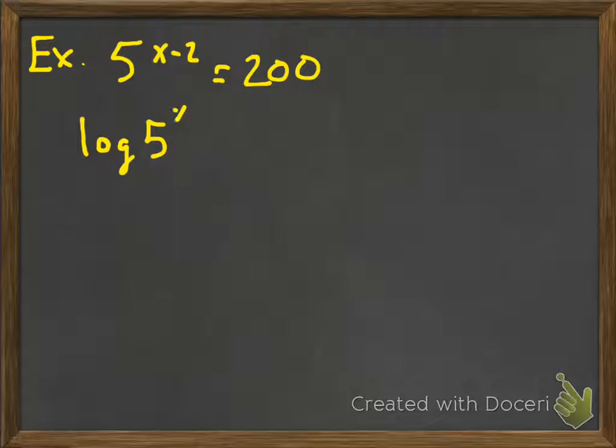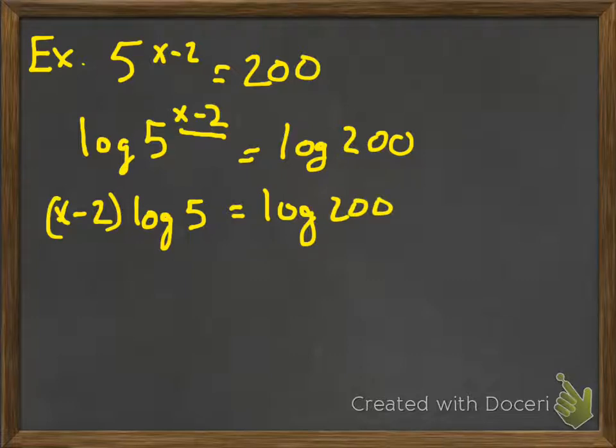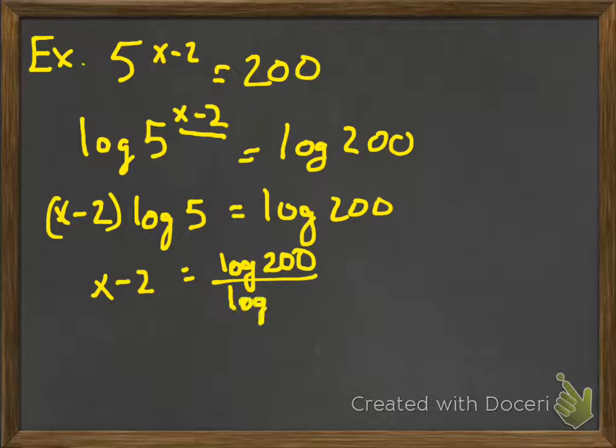So you take the log of both of them. When you do that, keep in mind there is a property that says the exponent on a log can go to the front. So I'm going to say here x minus 2 times log 5 equals log 200. Now these logs are actually numbers, so I can treat them like numbers. So I've got multiplication. How do I get rid of the multiply? You divide. So I now have x minus 2 is equal to log 200 divided by log 5.